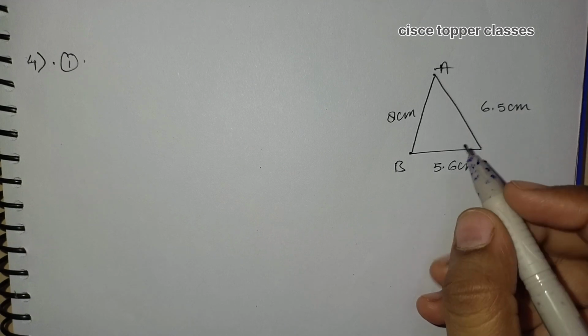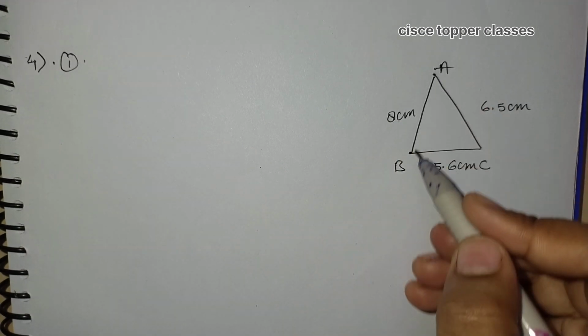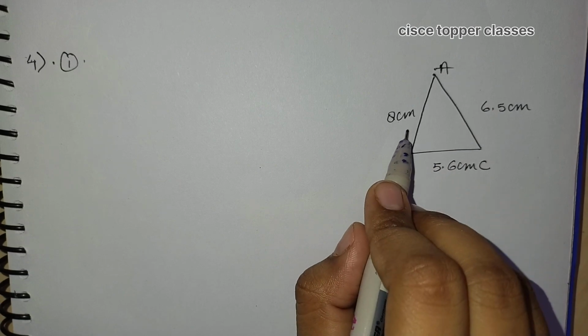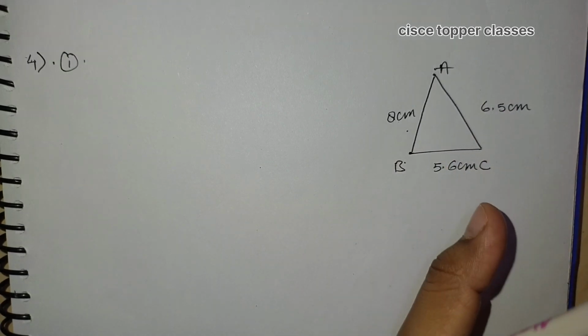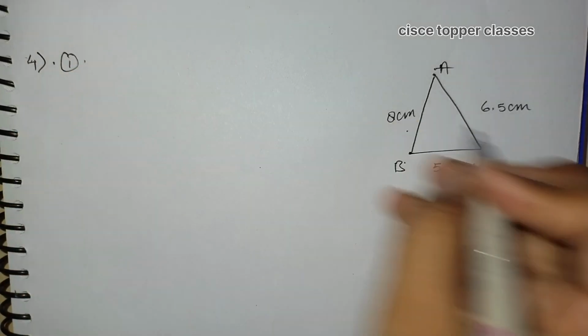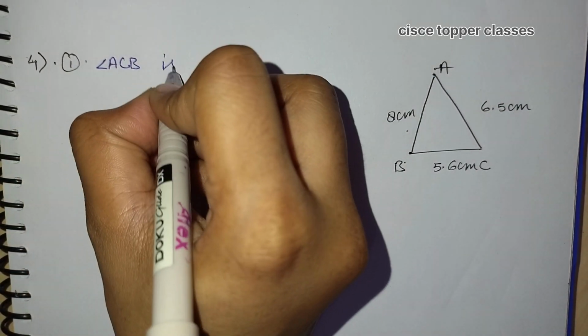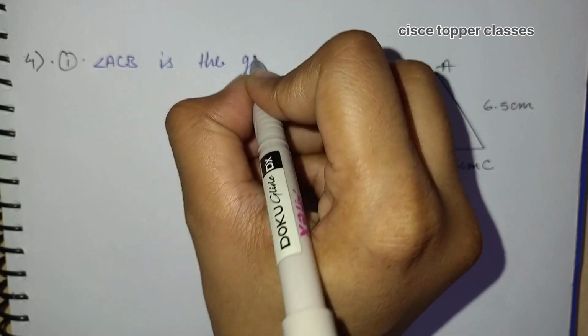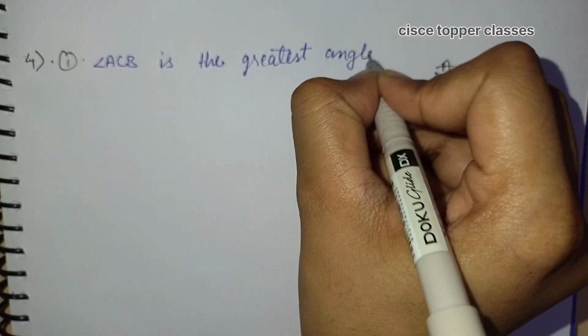Means from here we can simply see that the greatest side is AB, which is of 8 centimeter. So the angle opposite to that will be the greatest angle in this question. So from first part, we can simply write that angle ACB is the greatest angle here. So this is the greatest angle.